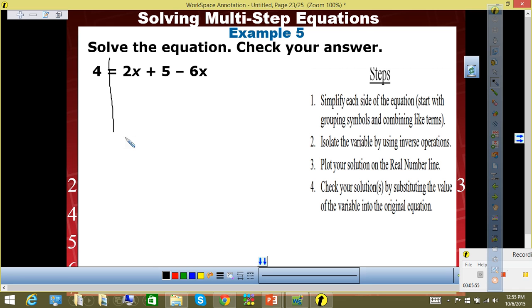Alexander, what is our next step? Simplify. So can we simplify this side? Yeah, what do we get? Negative 4x plus 5. Tell your neighbor how she got that, please.